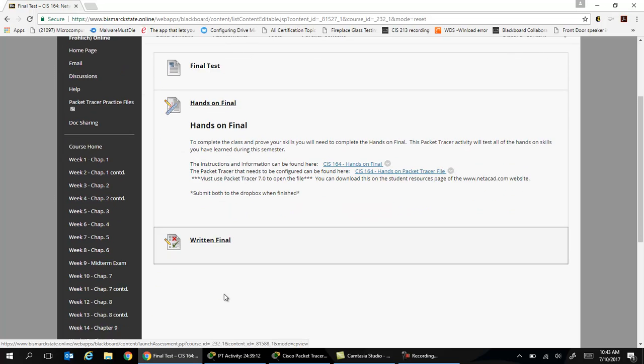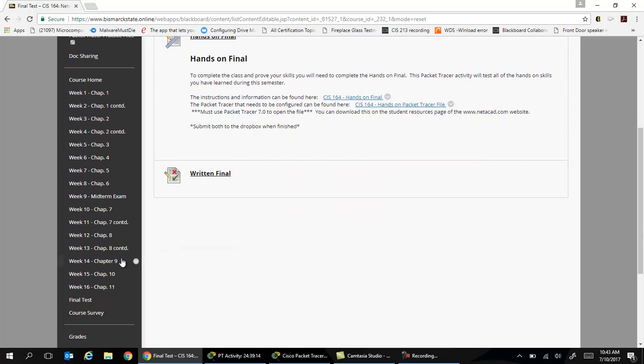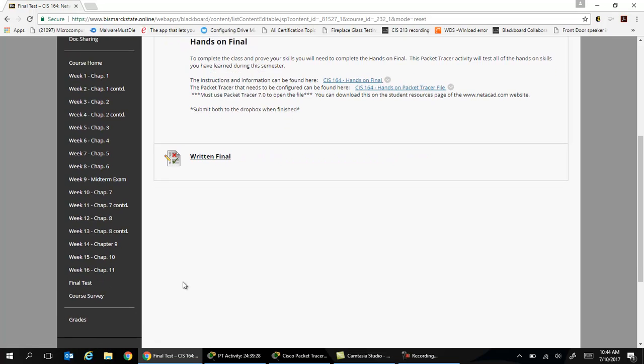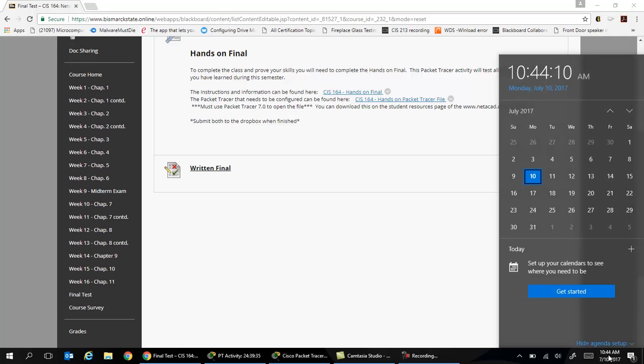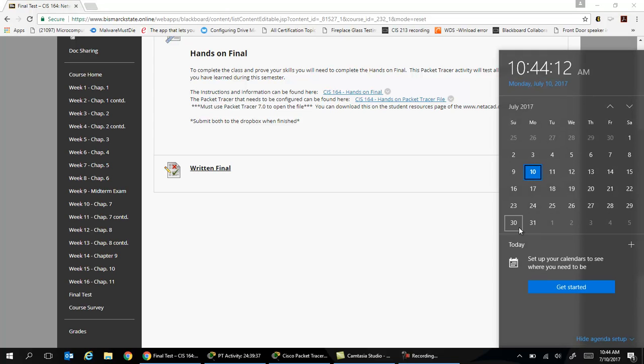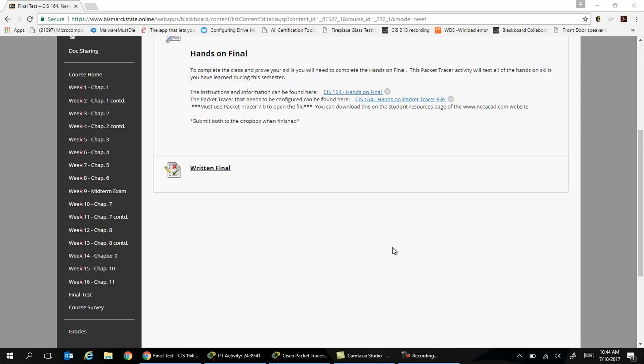So again, in Chapter 8, we have our Packet Tracer subnetting. Chapter 9, we have a quiz. And then we have our hands-on final and our written final. So that is 4 different things left to be due here. I encourage you to get working on it. I know it's the middle of summer and it's been a busy class, but we only have like 3 weeks left here to get everything done.